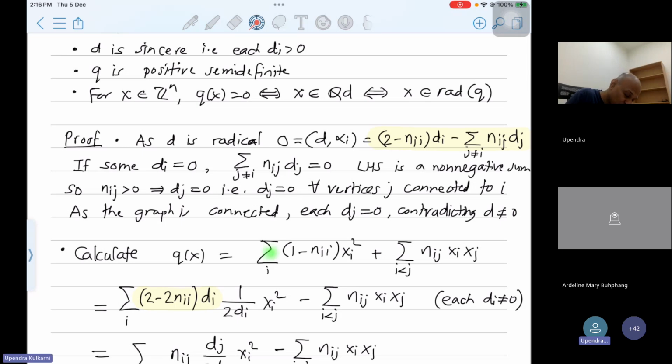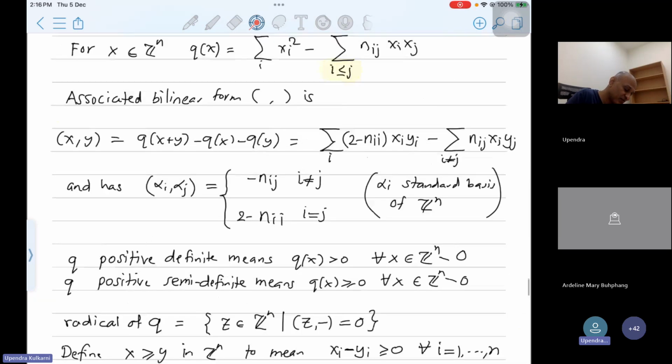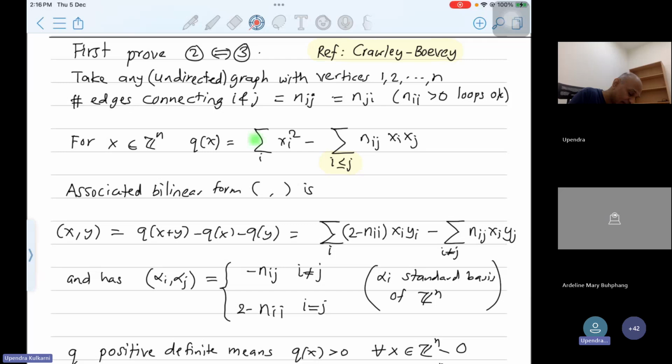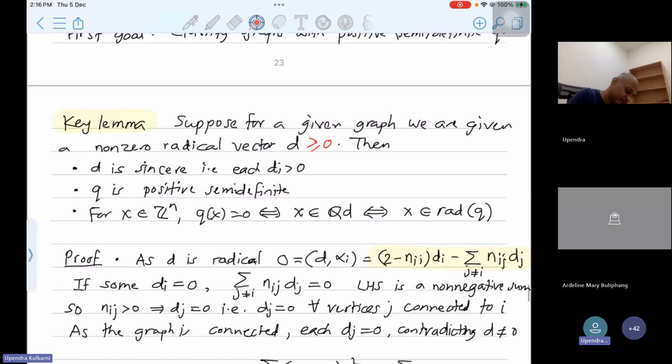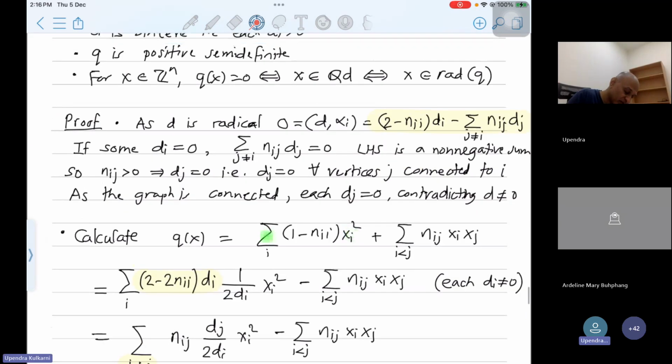So this is the quadratic form, and let us see how this is coming. Let's go back and look at the expression for the quadratic form. What was it? I calculated the sum of x_i squares, and then for i less than or equal to j, I subtracted this. So all that I have done is that the term i equal to j, I have pulled into the first slot. So the second one will become i less than j, and the first one will have coefficient now 1 minus n_ii. So this is what I've gotten over here: 1 minus n_ii times x_i squared is this.